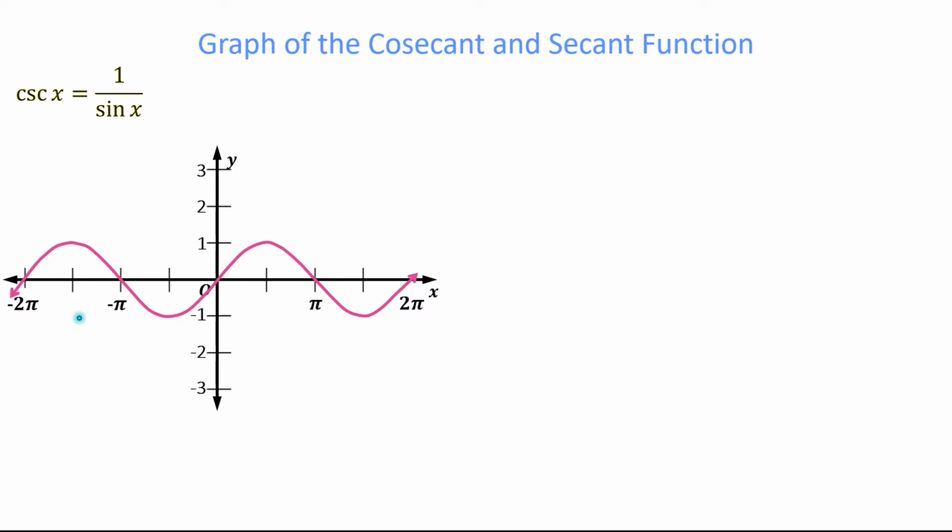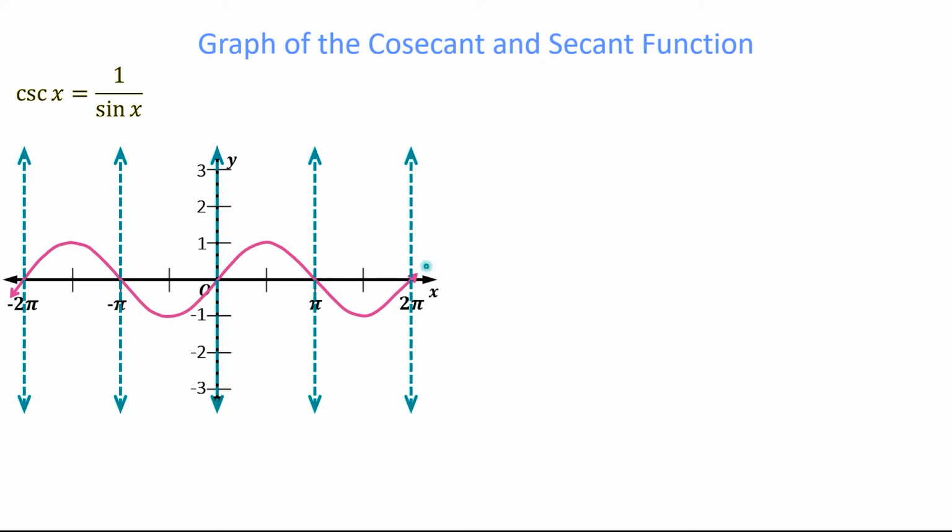So the first thing we'll pay attention to for the sine x graph is the x-intercepts. These are the real zeros of sine x. So at the x-intercepts, we'll draw in the vertical asymptotes, and these are the vertical asymptotes for cosec x. So bear that in mind. Wherever the x-intercepts of sine x are, this is where the vertical asymptotes for the cosec graph will be.